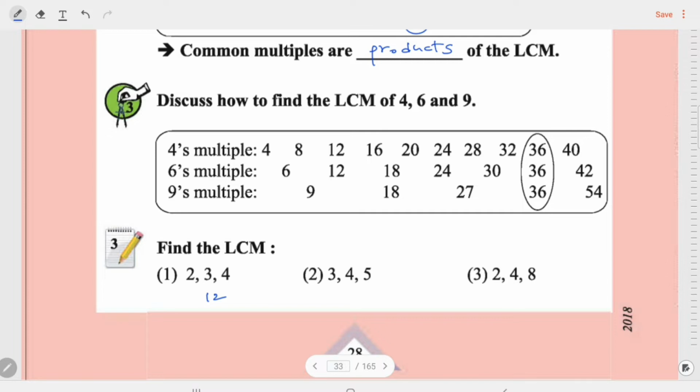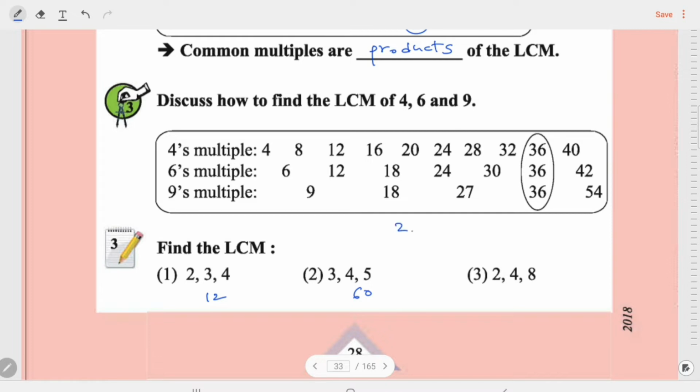Now 3, 4, 5. There are no common factors. So 4 5s are 20, 20 3s are 60, that is the answer. When they are co-prime numbers like 3, 4, 5, the product of the numbers gives you the LCM.